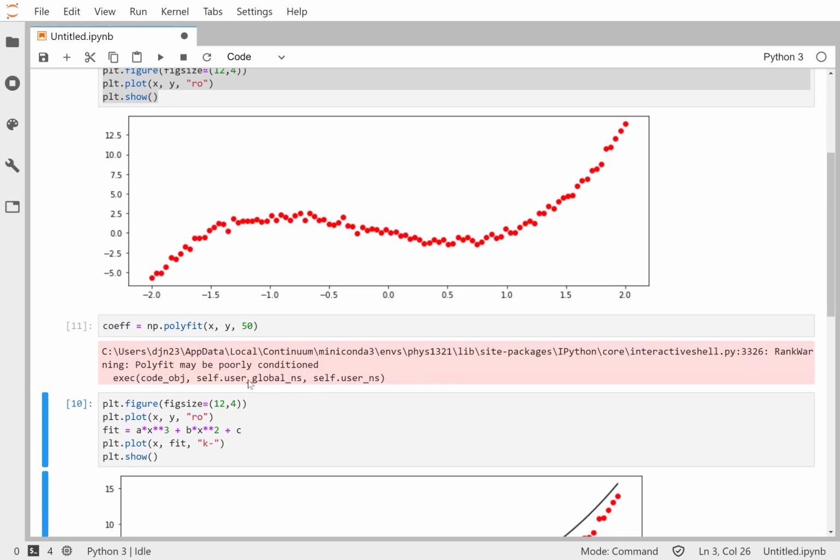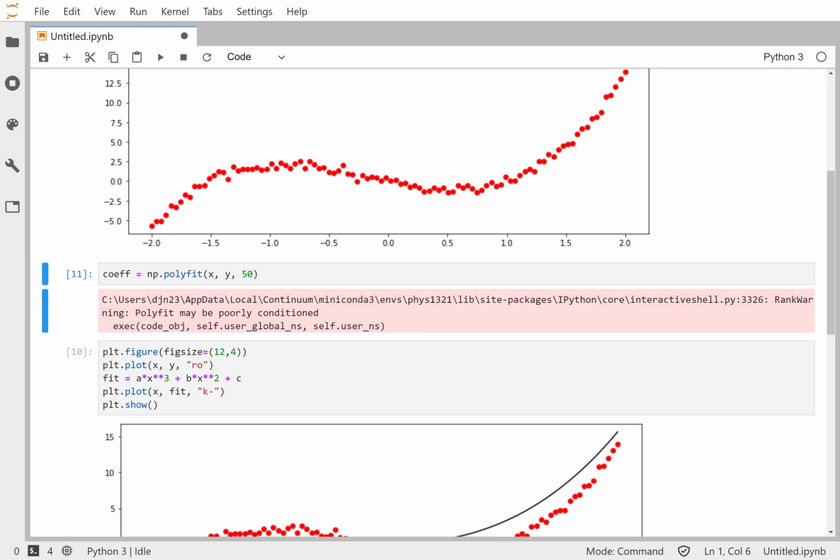Now we got a warning right away. Polyfit may be poorly conditioned. Like it's yelling at us, like, what are you doing? But supposing we're stubborn, we ignore it. We're running some bigger script. We didn't even see this error message. Like what has happened now that we fit this 50th order polynomial?